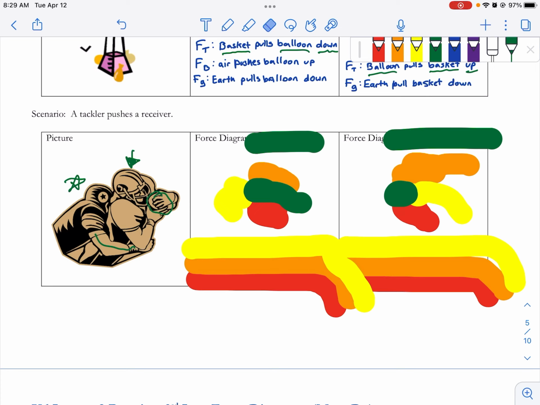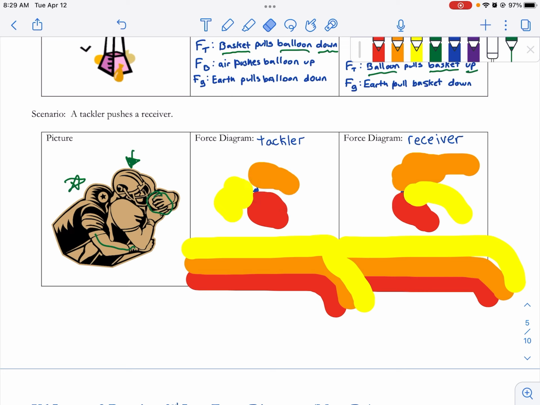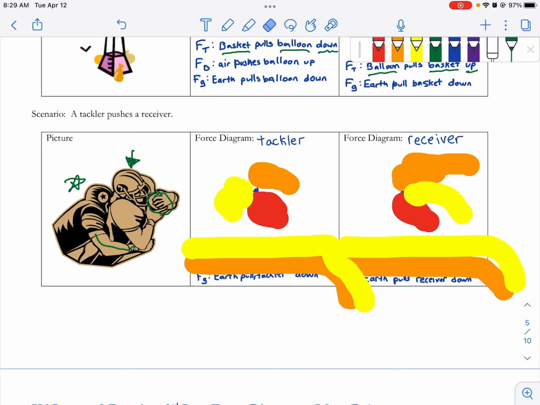We are going to draw a diagram for the tackler and for the receiver. Here's their dots. And we're going to start at the bottom here with gravity, which you can hardly read, but that's what that says. Gravity is the earth pulling on the tackler. That's down. That's on everything, right? We put gravity in every single one of these pictures. Earth is pulling the receiver down. Earth is pulling the tackler down. They're both being pulled down.